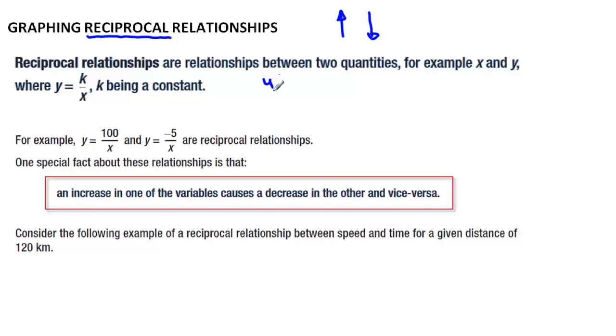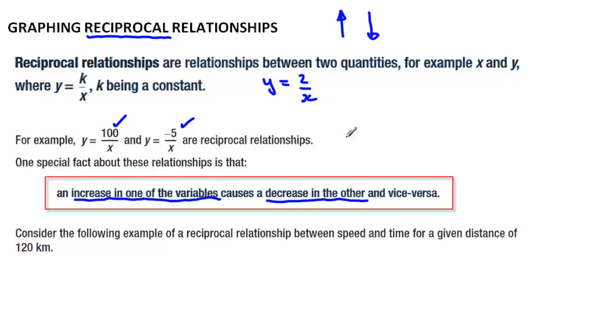For example, y equal to maybe 2 over x, because k is some sort of constant number. It could be 5 over x. Here it's 100 over x. Here it's minus 5 over x. All of these are what we call reciprocal relationships. And what they've emphasized here is that an increase in one of the variables causes a decrease in the other, and vice versa. So if the other variable goes up, this one goes down. So it's sort of like a reverse type of relationship.